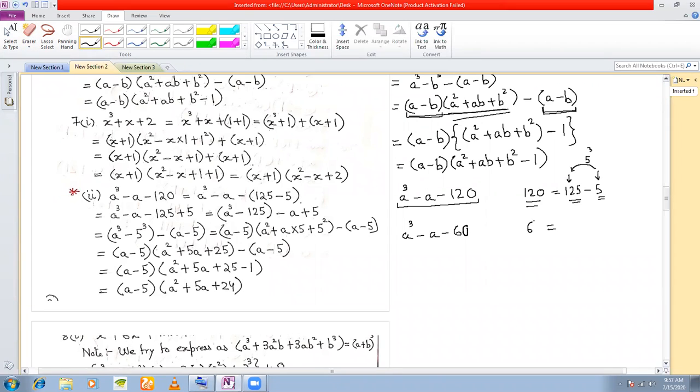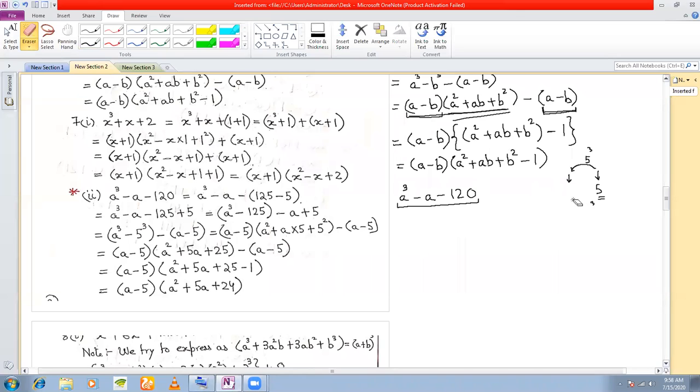Let's say 60. I want to split 60 into 2 numbers such that one is the cube of the other. If you see 64 minus 4, isn't one the cube of the other? See, 4 cube will give you 64, isn't it? Right? Yes, sir. Okay. So that is the main idea here.